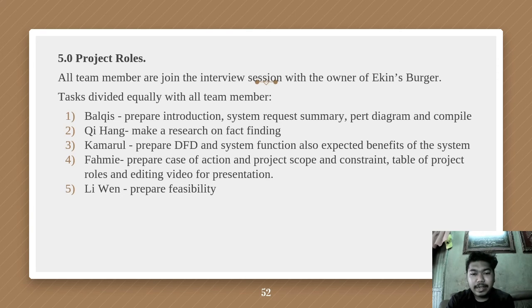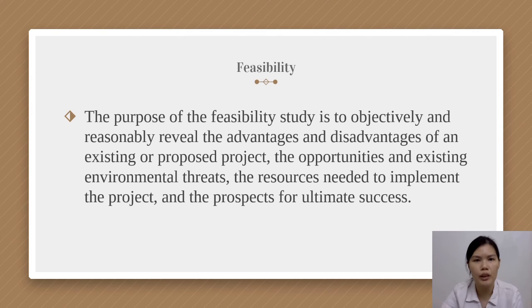The tasks will be divided equally among all the team members. For Baki, she will prepare the introduction, system requirements summary, first chart diagram, and also combine. King Hang will do research on the fact finding. Number 3, Kamaru will prepare the FD and system function and also expected benefits from the system. Number 4, I will prepare the case of action and also project scope and constraints, also the table of project rules, and also edit the video for presentation. And number 5, Liwen, she will prepare the feasibility. And I will continue the presentation with feasibility.